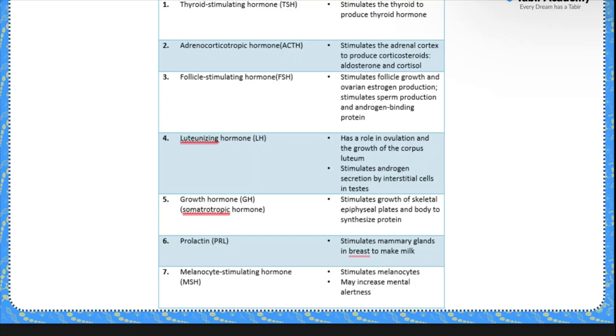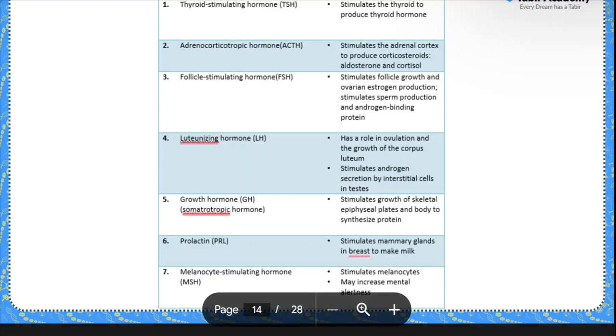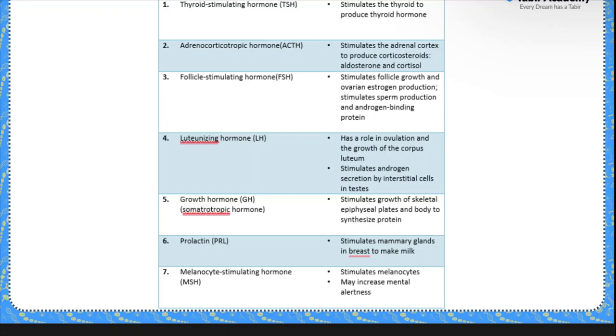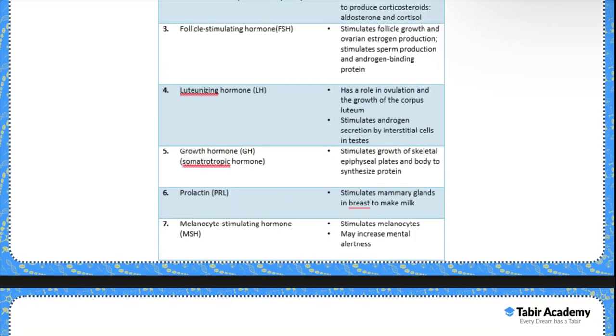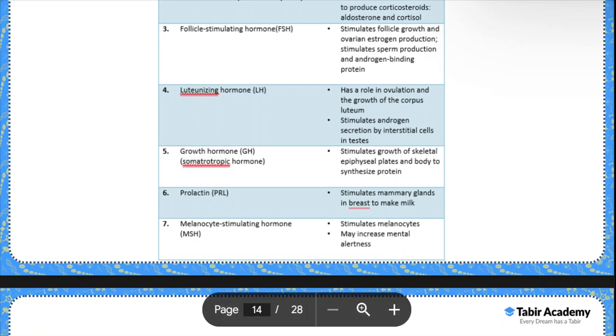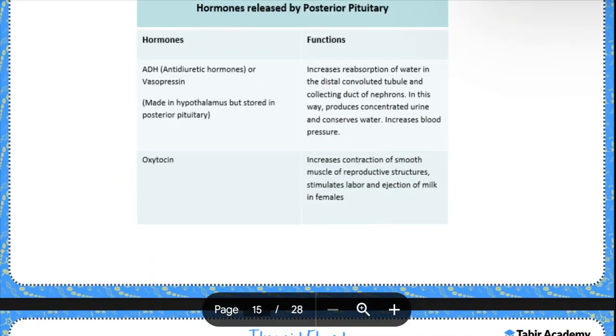Okay? Then you have LH, which has a role in ovulation and the growth of the corpus luteum. It also stimulates androgen secretion by interstitial cells in the testes. Then you have your GH, your somatotrophic hormone, your growth hormone, which stimulates muscle cells and skeletal epiphyseal plates and the rest of the body to synthesize protein. Then you have prolactin, which stimulates the mammary glands in the breast to make milk. And then you have your melanocyte stimulating hormone, which stimulates melanocytes and may increase mental alertness as well.